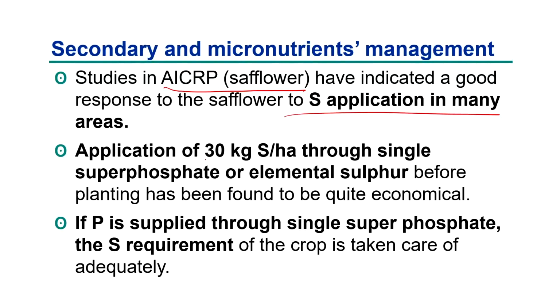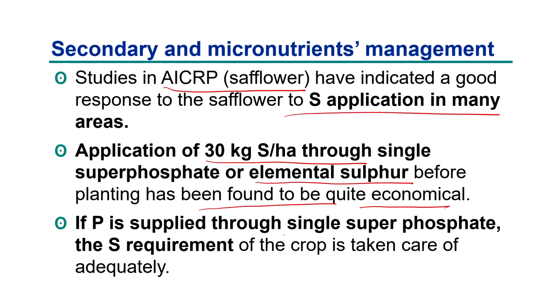Many other oil seeds respond well to the sulfur application also, because these days we are experiencing deficiency of sulfur in several soils in several regions. Application of 30 kg sulfur per hectare through single superphosphate or elemental sulfur before planting has been found to be quite economical. However, the gypsum is also a good source to supply sulfur.